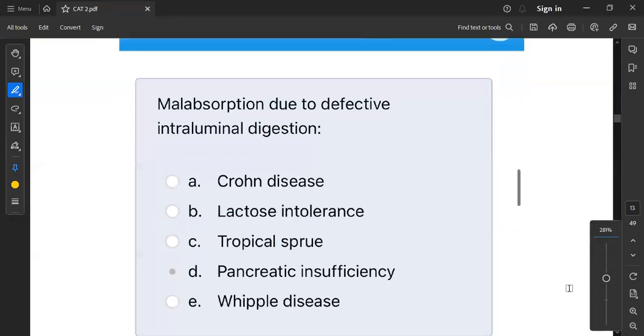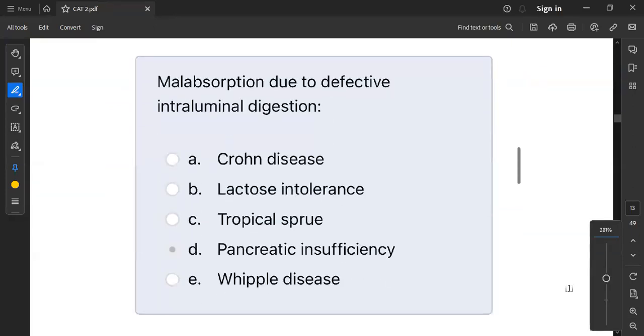Malabsorption due to defective intraluminal digestion. What is the most appropriate response? So B, pancreatic insufficiency, correct. You're not producing pancreatic juice, so you're not able to digest the fatty foods, and therefore you get malabsorption. Now, we also have other causes of malabsorption due to defective intraluminal digestion. Can we try and put them in the chat?